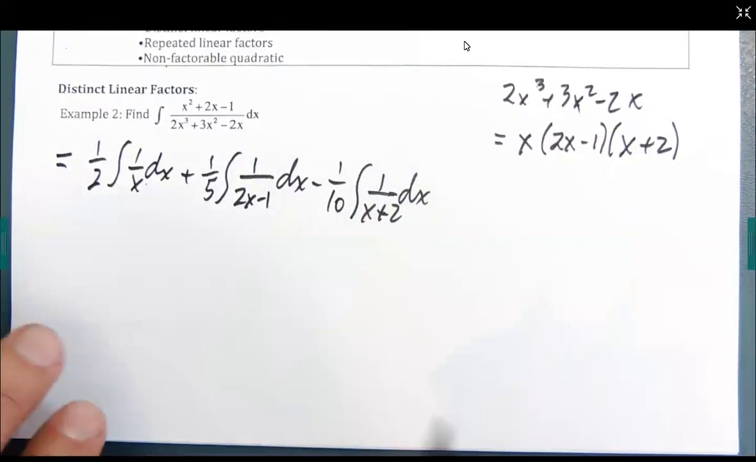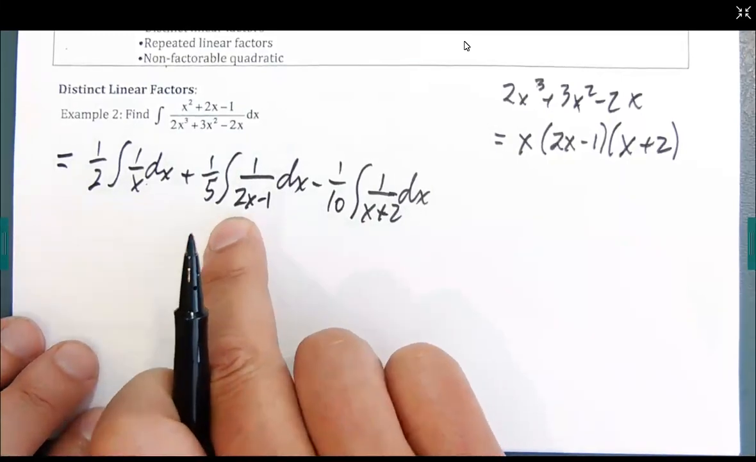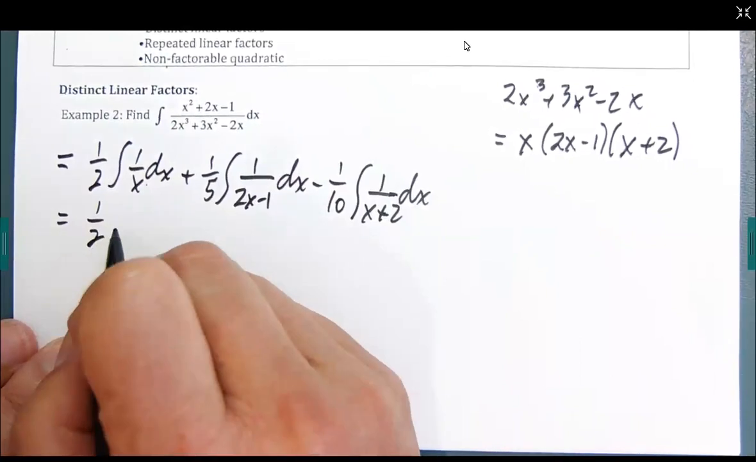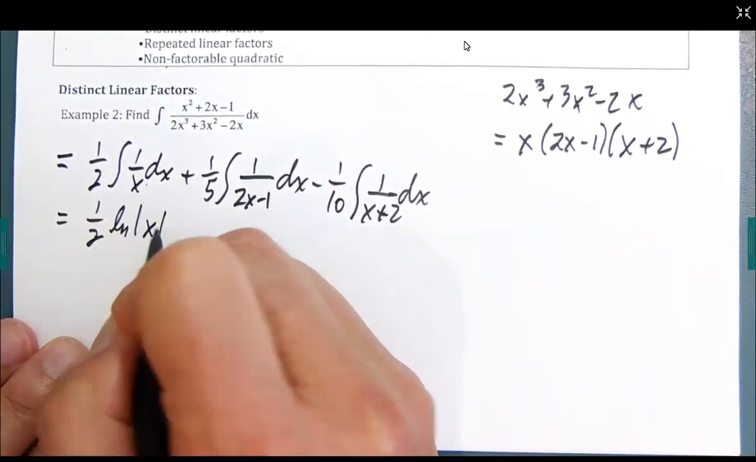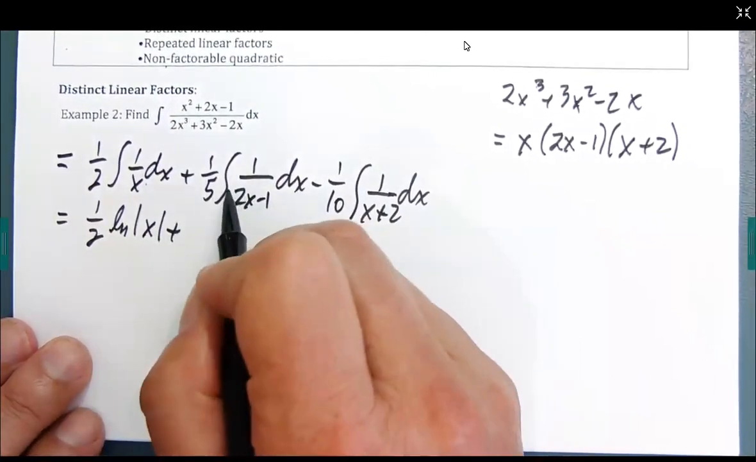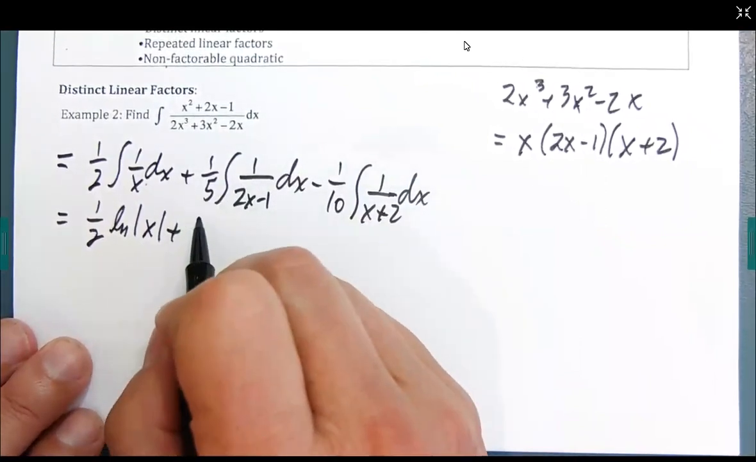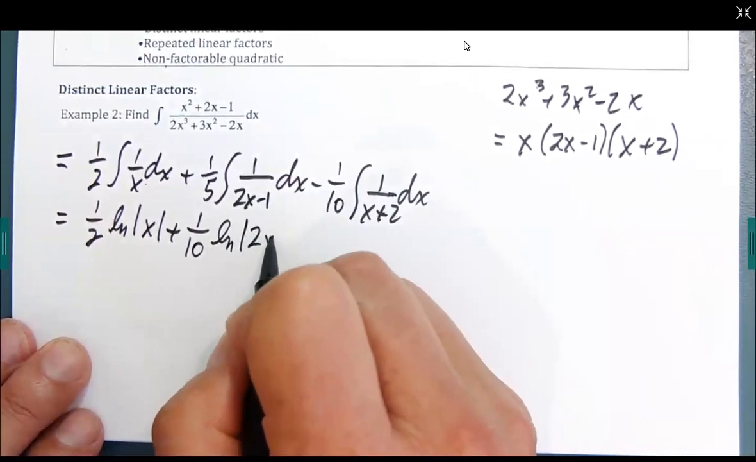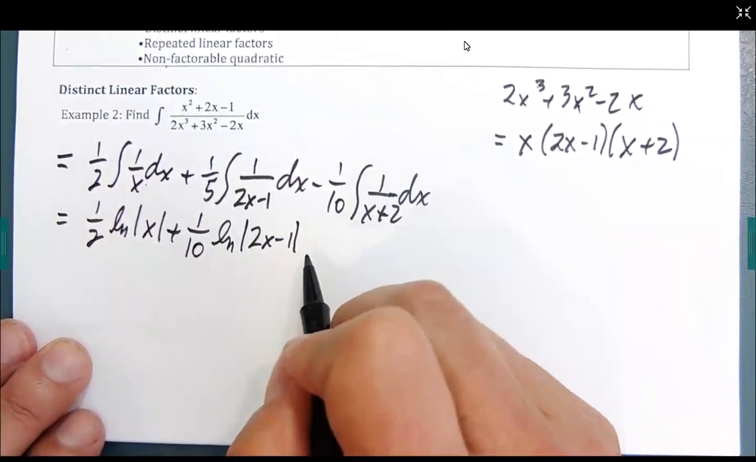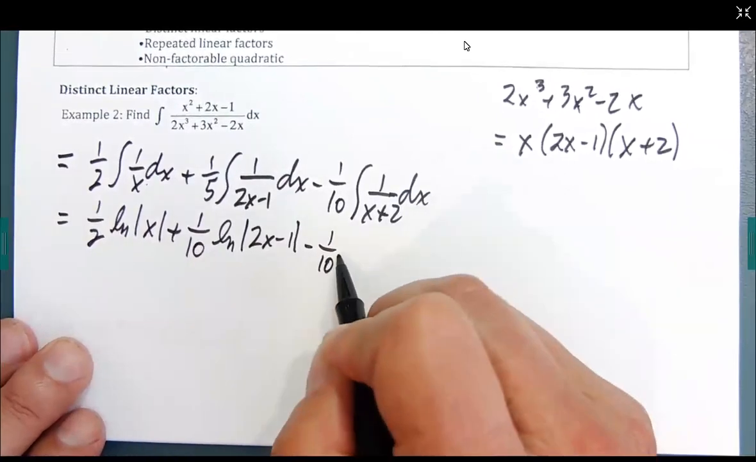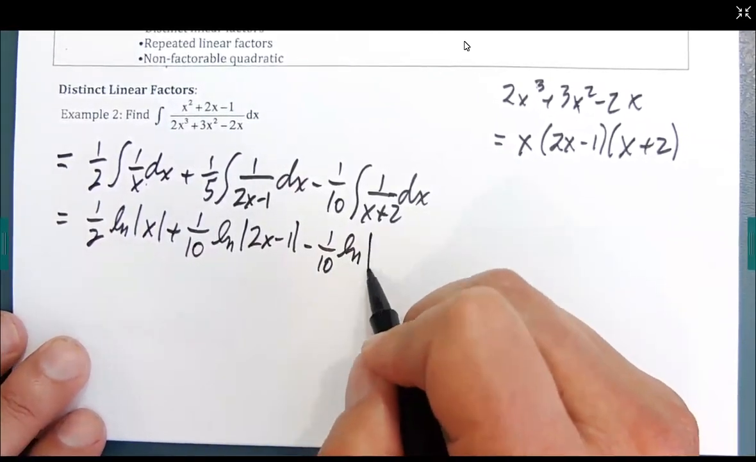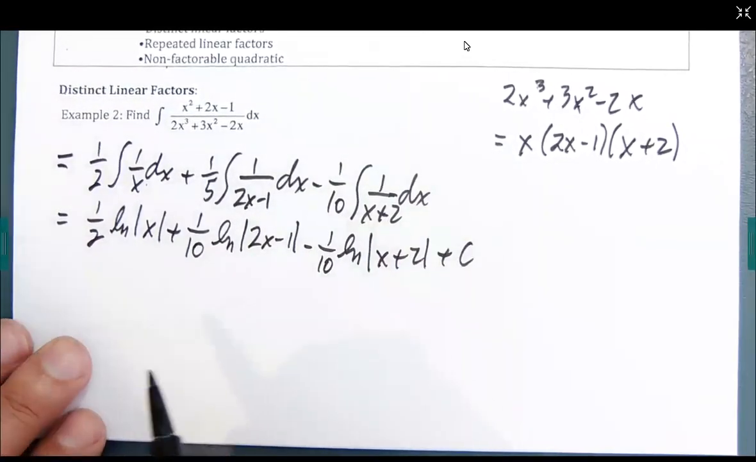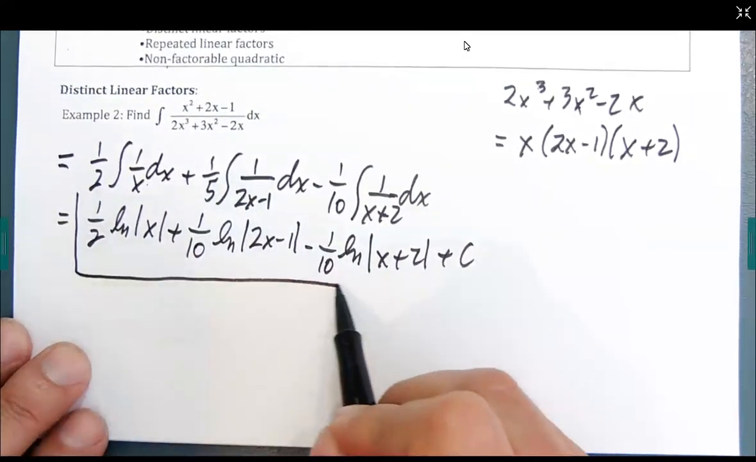So now I can integrate this. I have to be careful with that extra 2 there as I integrate that. So this becomes 1/2 ln absolute value of x plus, I'm going to get an extra 1/2 when I do a substitution there, so this becomes 1/10 ln of absolute value of 2x minus 1, minus 1/10 ln absolute value of x plus 2, plus c. It's a little crooked there, but you get the idea.